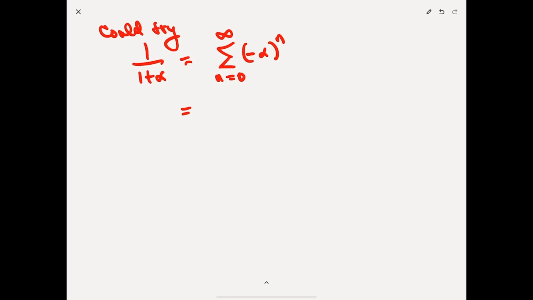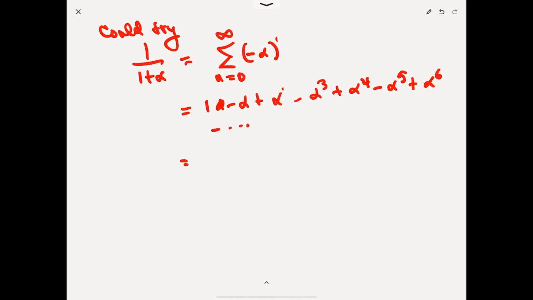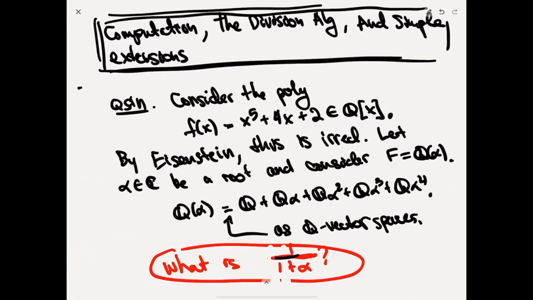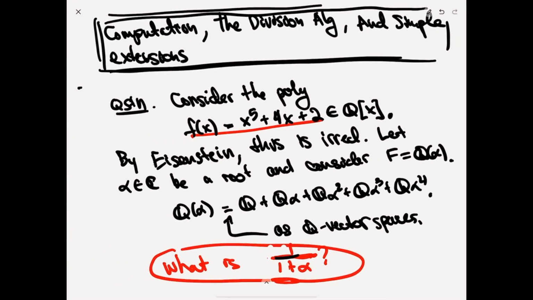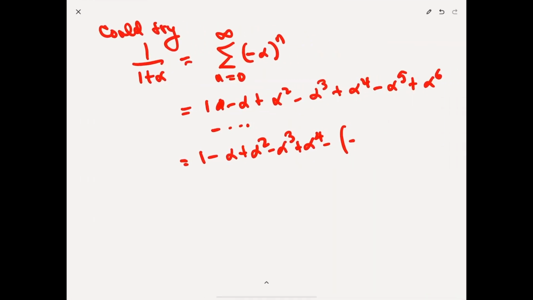So you could try and write this out: 1 minus alpha plus alpha squared minus alpha cubed plus alpha to the fourth minus alpha to the fifth plus alpha to the sixth, and so on. And maybe every time there's an alpha to the fifth, we apply this formula. An alpha to the fifth becomes minus 4 alpha minus 2. So you get 1 minus alpha plus alpha squared minus alpha cubed plus alpha to the fourth minus (minus 4 alpha minus 2), and then you could just keep going like this, plus, minus.